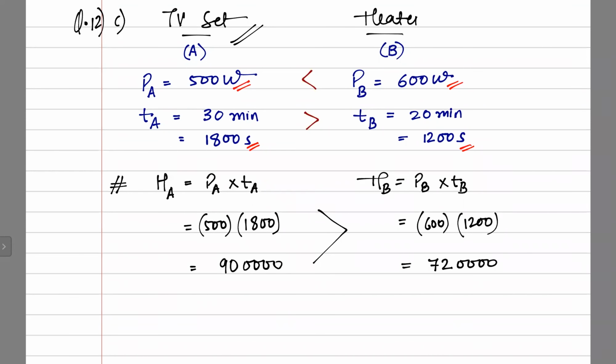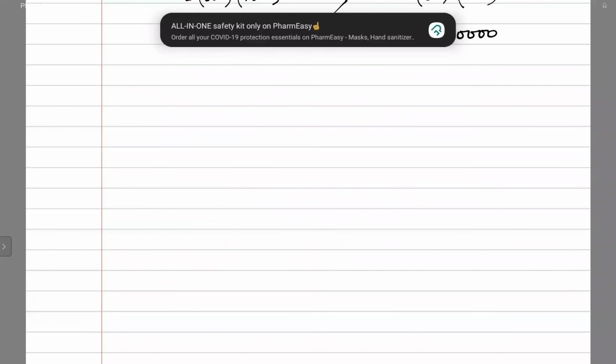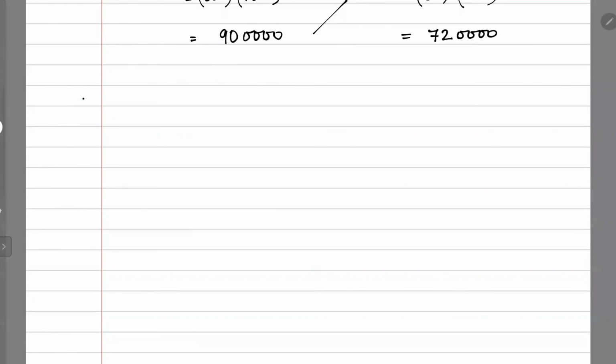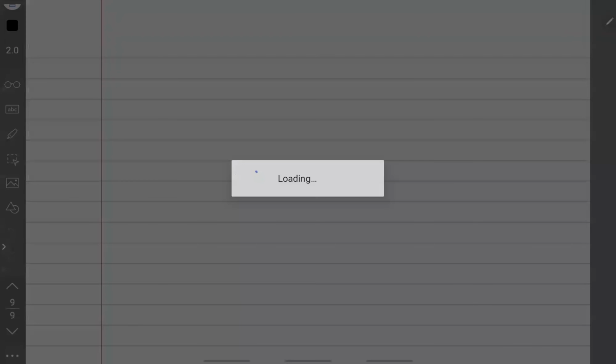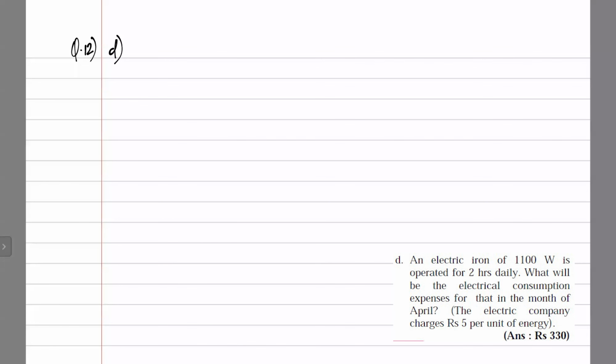Okay, thank you. Now I'll take the last question, which is question number 12, the D part. We know I'm exceeding time. I know, but I need to complete the task that I've been assigned. Let's talk about the last question, which says an electric iron is 1100 watt. There is an electric iron which is 1100 watt. This is operated for 2 hours every day. This is what is given to us in the question.